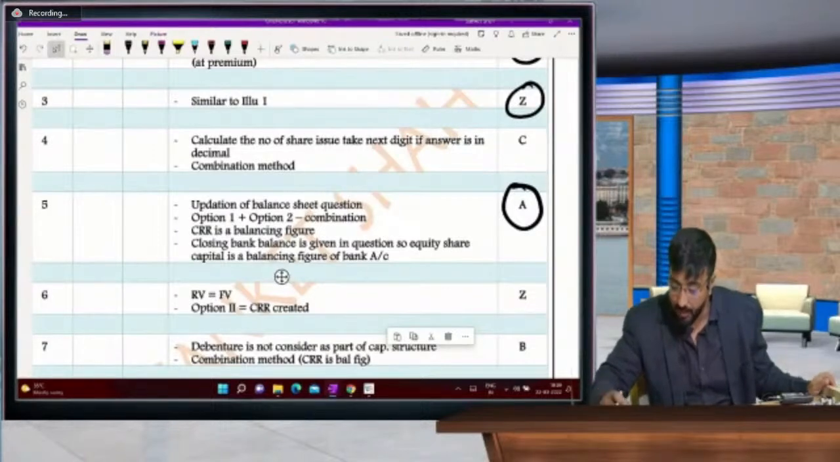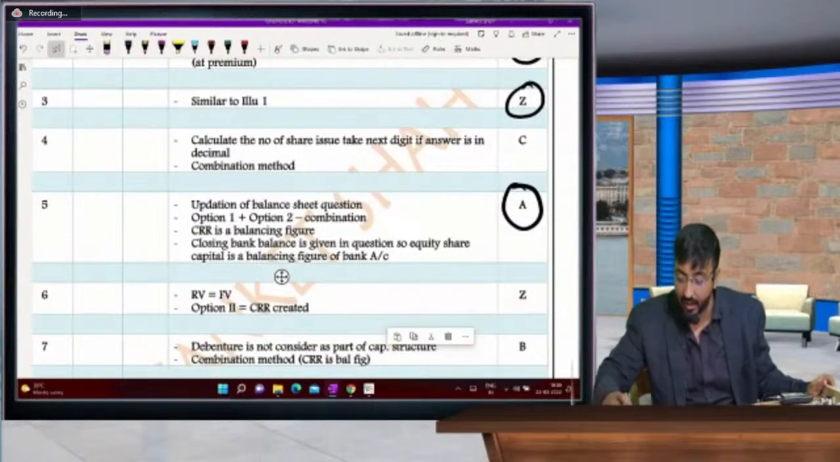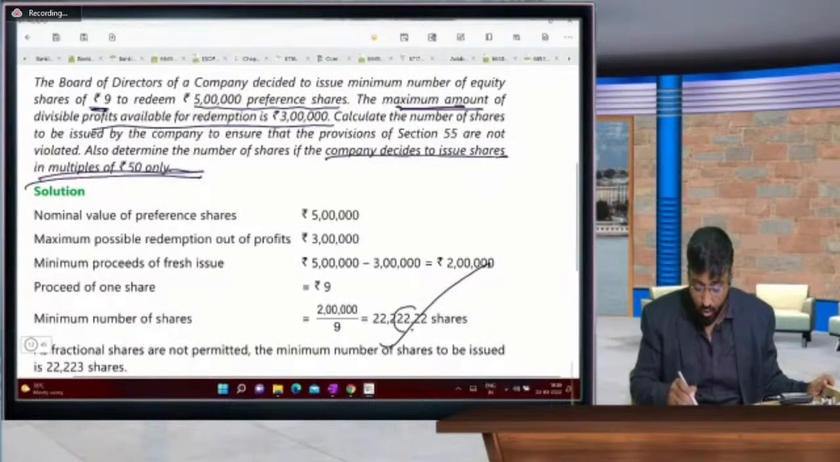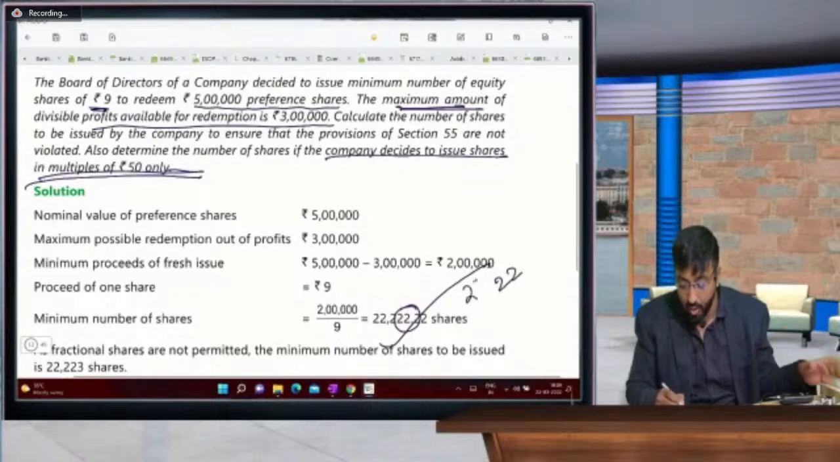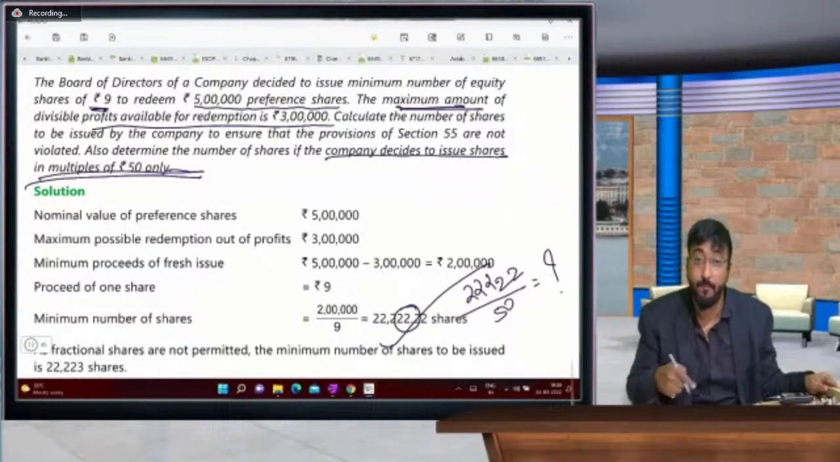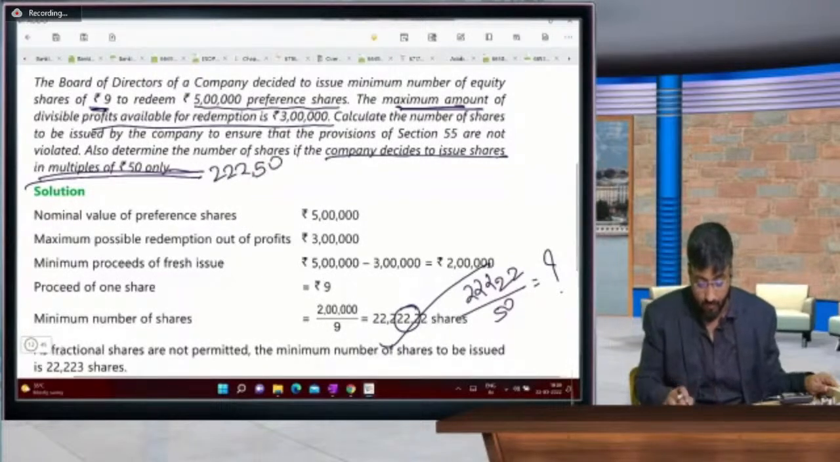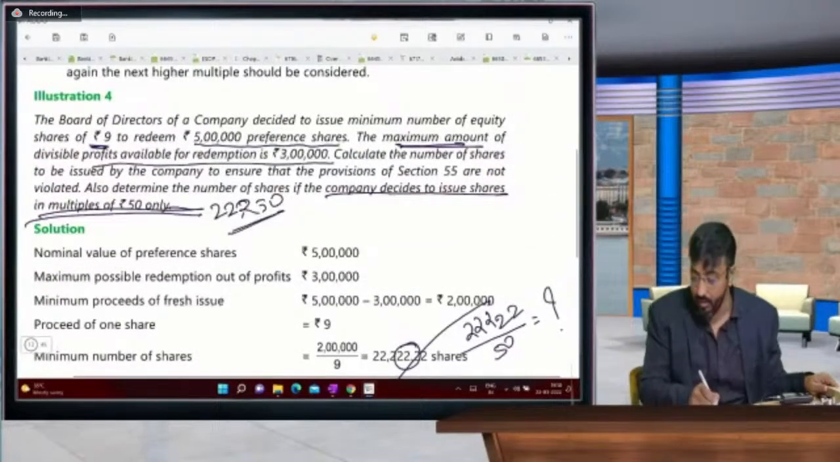Beta, multiple of 50. Multiple of 50 means now multiple of 50. So next multiple. Now you cannot divide 22,222 divided by 50. You will get the answer in decimal. So next digit in 50s is 22,250. 22,250. So this is the next multiple.